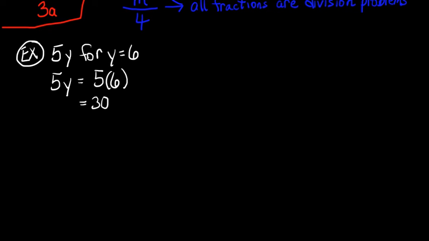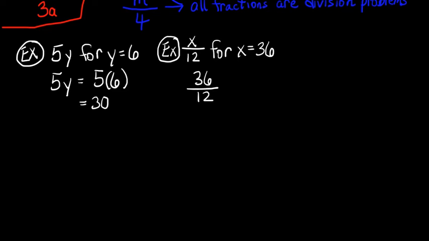Another example you might see, let's do another one right here. What if it was x divided by 12 and I asked you to evaluate this for x equaling 36. You would simply substitute 36 in for your x. So now it's 36 divided by 12. And you know 36 divided by 12 equals 3.